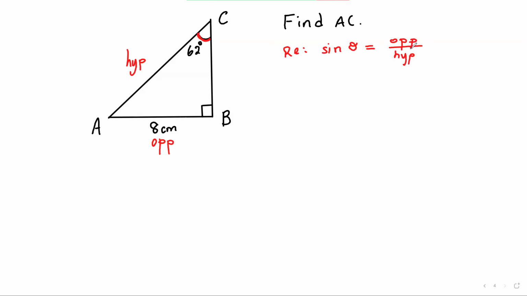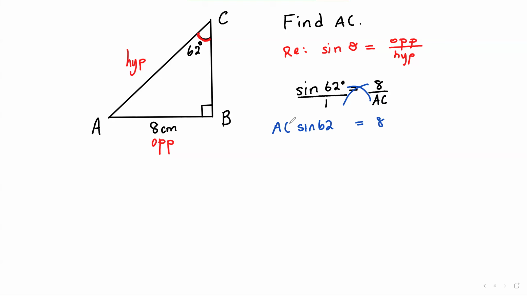Sine of theta in this case is 62 degrees. So sine of 62 degrees is equal to the opposite side, which is 8 centimeters, over the hypotenuse, which is side AC that we are trying to find. I always like to put this over 1 and cross multiply. I just find that to be an effective method. So AC times the sine of 62 is equal to 1 times 8, which is 8.